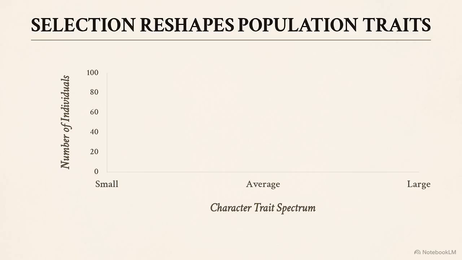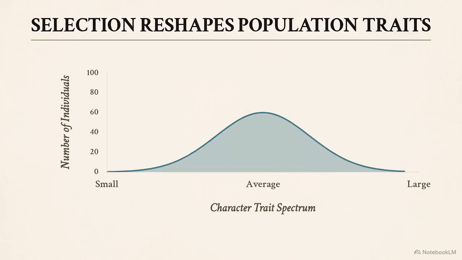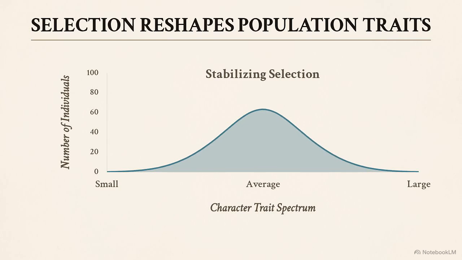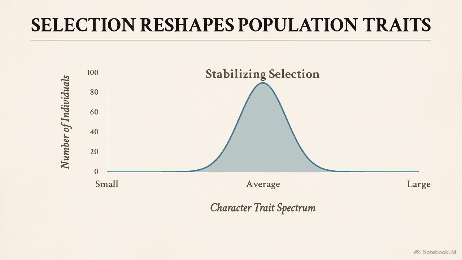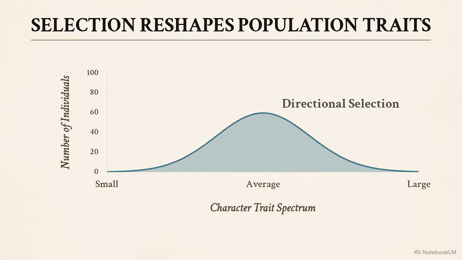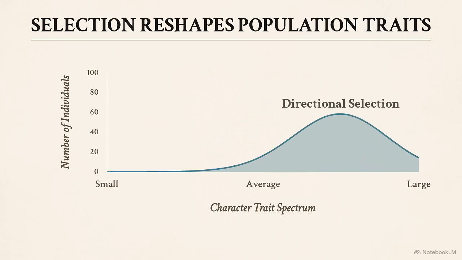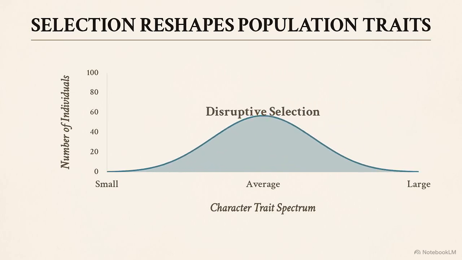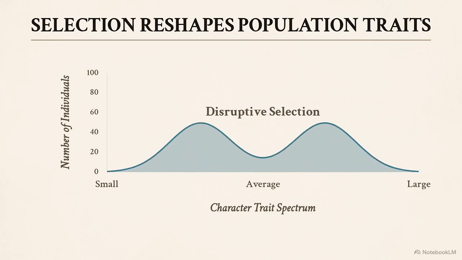This chart shows how this filtering process actually pushes a population over time. Selection can force a shift in three distinct directions. It can be stabilizing, which pinches the curve tightly toward the average character value. It can be directional, dragging the entire peak toward a new extreme. Or it can be disruptive, gouging out the center and pushing the population toward two opposite peripheral extremes.